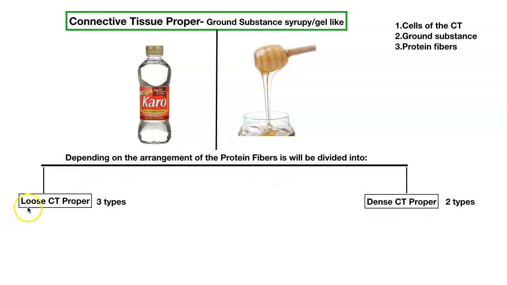So, if you hear the term loose connective tissue proper, what does loose mean? It means the protein fibers are in a loose arrangement. If it's a dense connective tissue proper, the protein fibers are packed in there. They're densely packed in there. We're going to start with loose connective tissue proper. There's 3 types of connective tissue in this category.